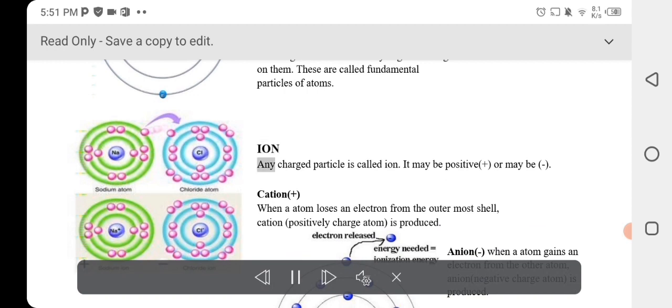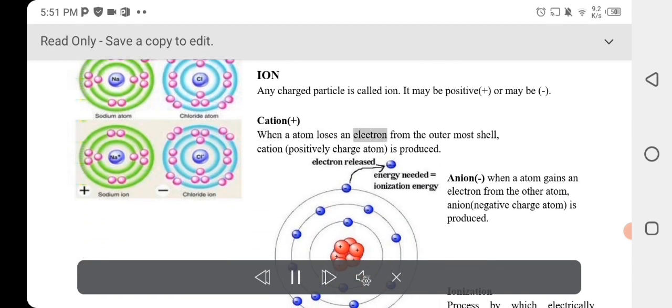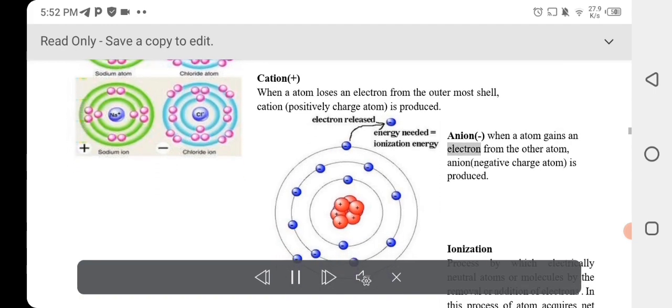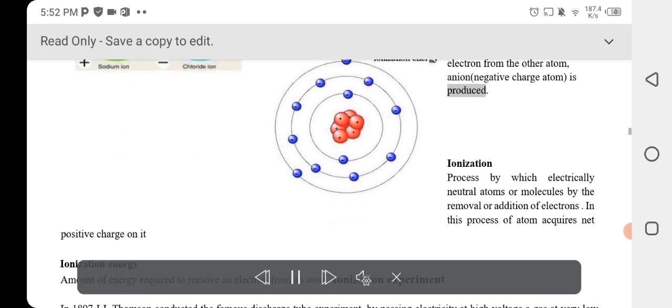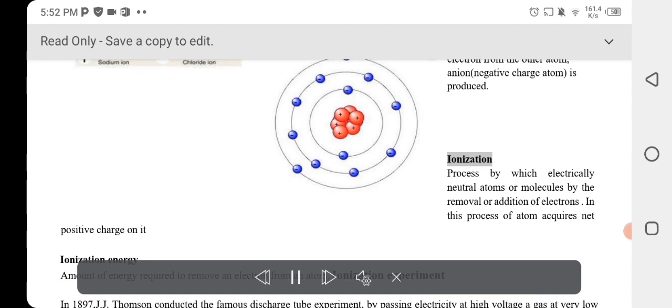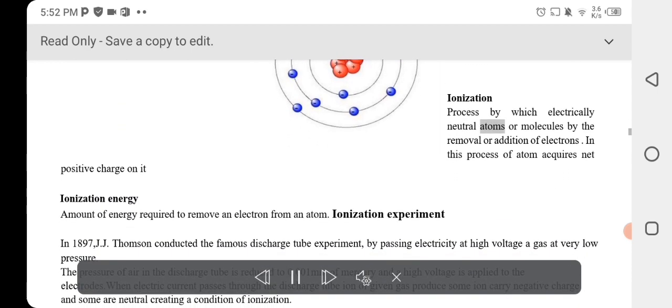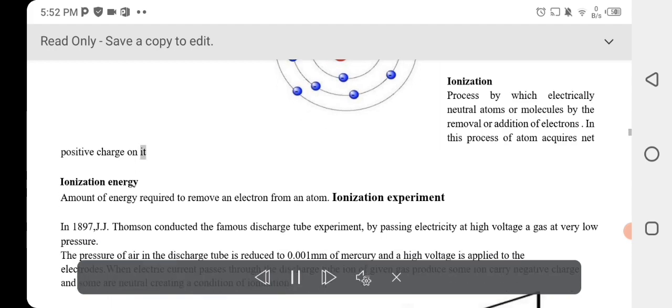Ion. Any charged particle is called an ion. It may be positive, cation, or negative, anion. When an atom loses an electron from the outermost shell, a cation, a positively charged atom, is produced. Anion: when an atom gains an electron from another atom, an anion, a negatively charged atom, is produced. Ionization: the process by which electrically neutral atoms or molecules become charged by the removal or addition of electrons. In this process, an atom acquires a net positive charge.